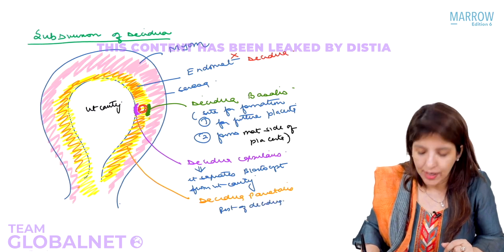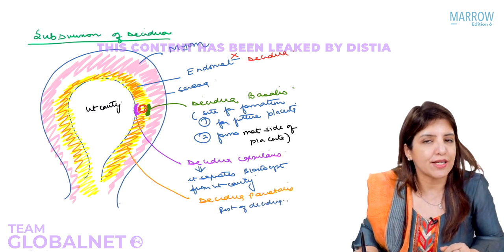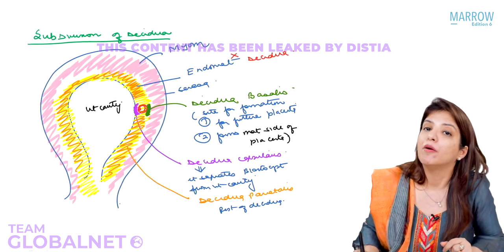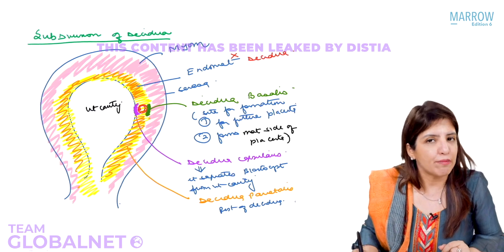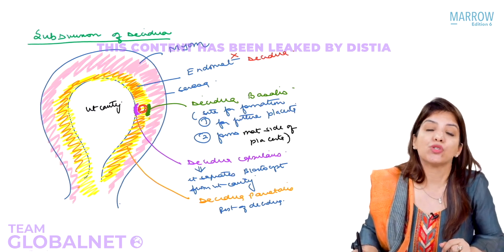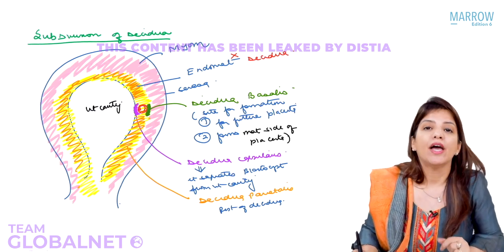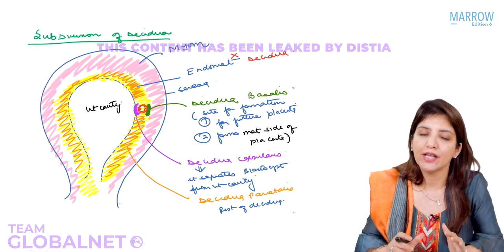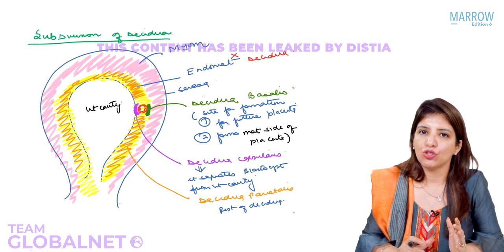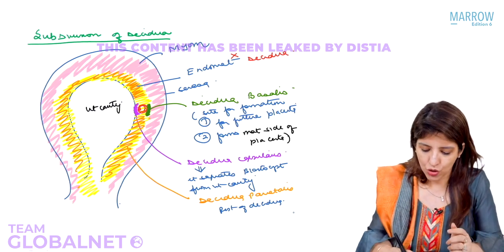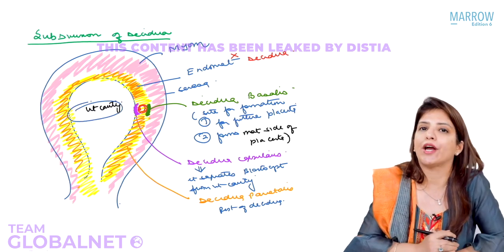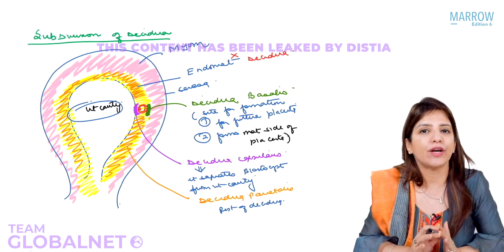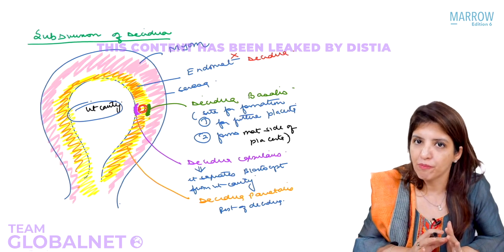Have you understood that a decidua has 3 subdivisions: decidua capsularis, decidua basalis and decidua parietalis? Now, in your image-based questions, you may be asked to identify the decidua. Whenever you have to identify the decidua, how are you going to do that? Whatever image is given to you, the first thing you have to do is identify the uterine cavity. That's the first aim you should have. The uterine cavity will always be marked and given to you.